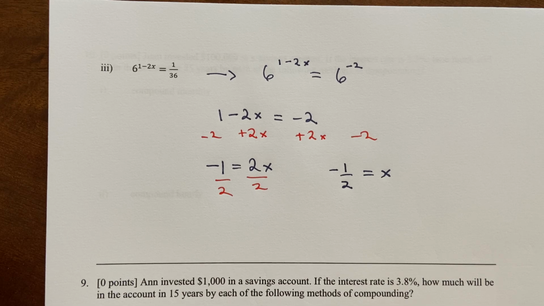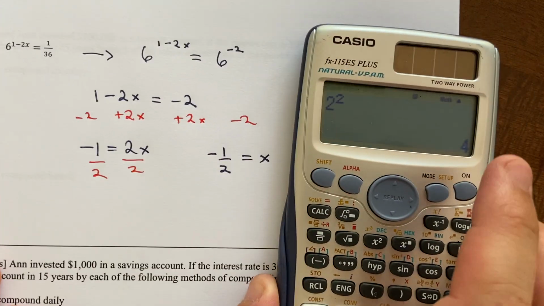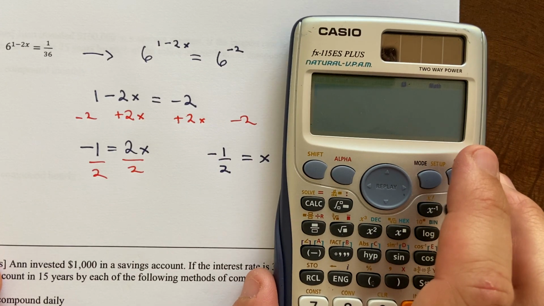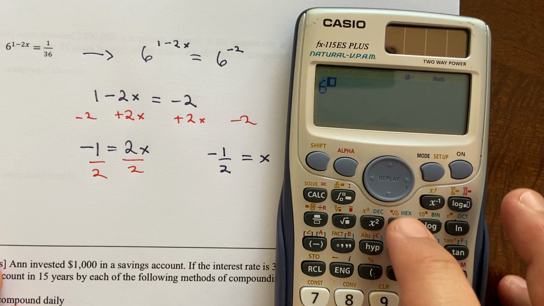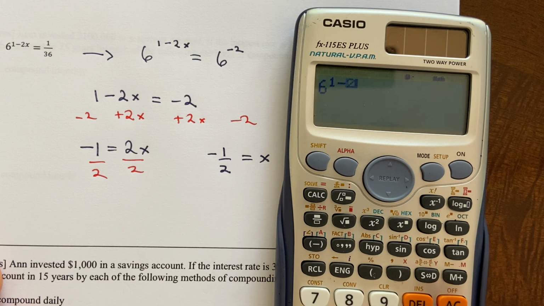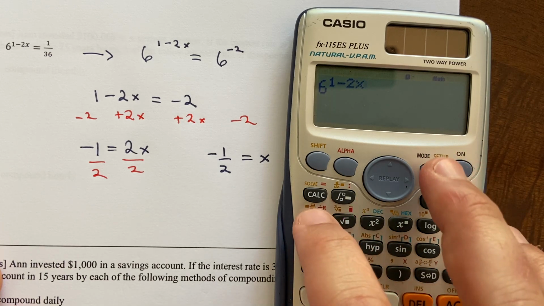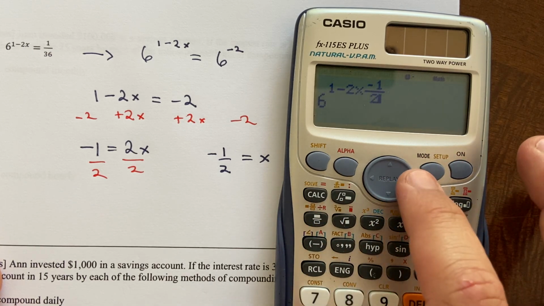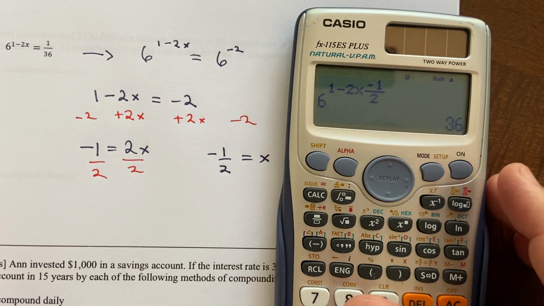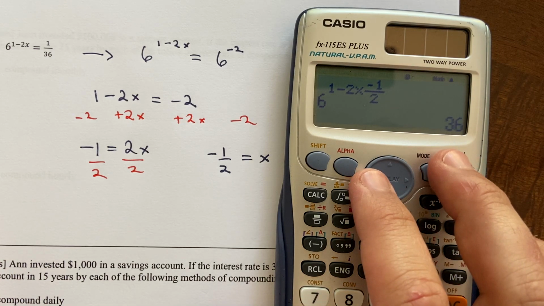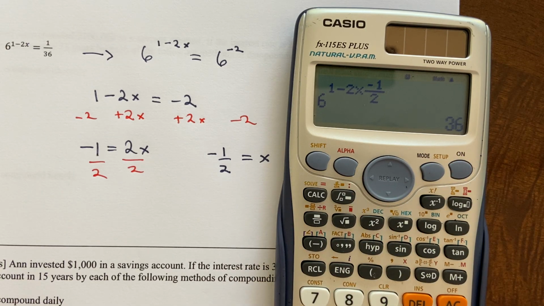Remember, you can always check your work. So there was a little bit of a doubt going off in my mind, so I could just say, okay, let's see. 6 raised to the 1 minus 2 times -1/2. Let's see, yeah, this is not correct. Did I type this incorrectly? Let's see, was there a mistake made?